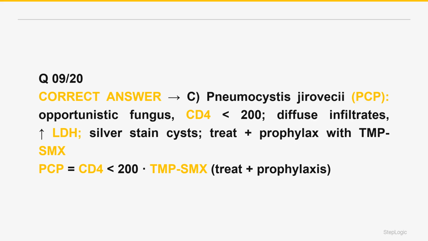It cannot be cultured. The treatment and prophylaxis is trimethoprim-sulfamethoxazole, TMP-SMX. For severe disease, low PaO2, or high A-a gradient, add corticosteroids. Prophylaxis with TMP-SMX is started when the CD4 count falls below 200, the key threshold, with alternatives like dapsone or atovaquone for sulfa-allergic patients. CD4 under 200, opportunistic pneumonia with high LDH, treated and prevented with TMP-SMX, is Pneumocystis jirovecii.